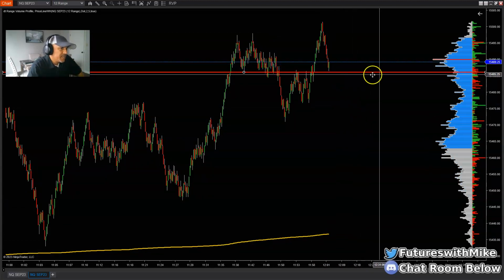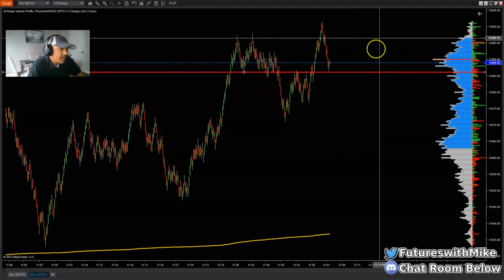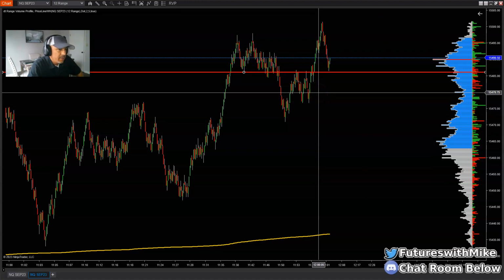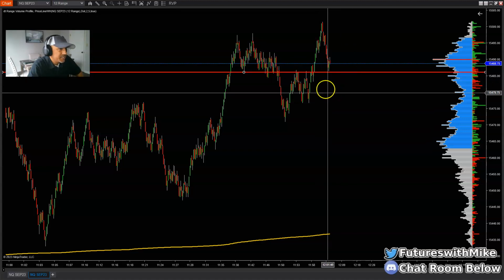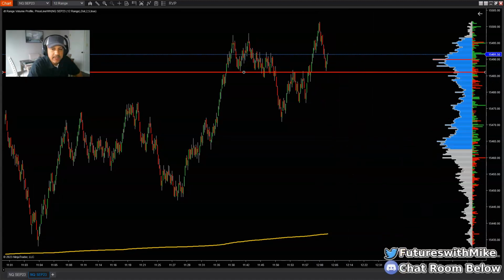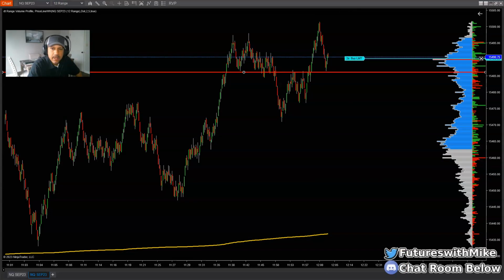If I do get rejection, we're at the lower portion of this high volume area, I may take a trade long. But again, I prefer for it to come down here around the 15,480 area. But if I get some rejection here, I may take a long entry on the NQ here. Okay, let's see. All right, I'm long.